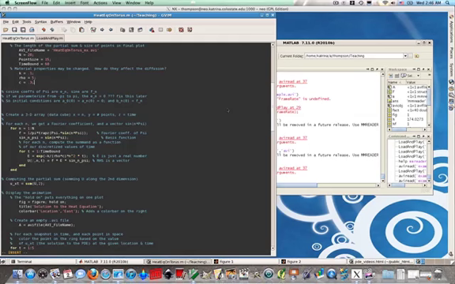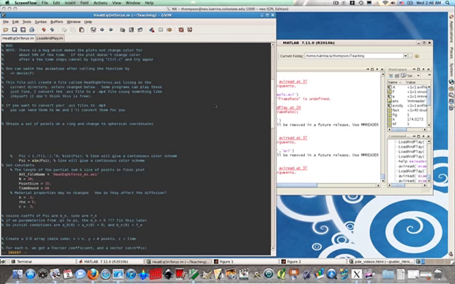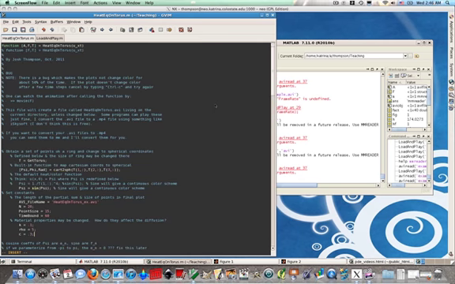Hello, Math 530 people. I thought I would try to give a little bit more instruction on how this heat equation on the ring problem works.